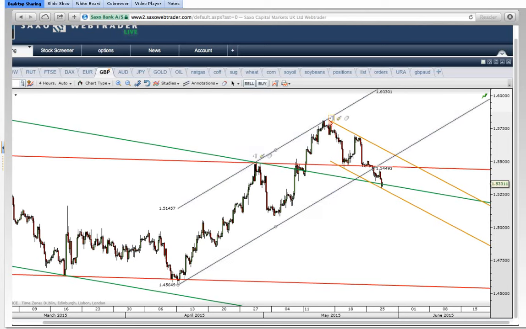Maybe this orange channel becomes a bull flag, and it will break up and then really shoot up. But as you can see, for both pound and euro, I'm kind of bearish on the US dollar.